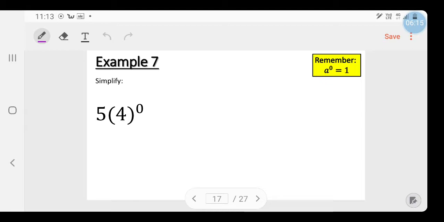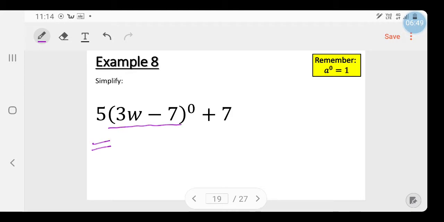Okay, 5 lots of 4 to the power of 0. Well, if it said 54 to the power of 0 like that, that would be the whole number 54 raised to the power of 0, which would equal 1. That's not what we have though. We have 5 times something that is equal to 1, which equals 5. So hopefully we're getting the hang of things. All right, getting a little bit weird now.